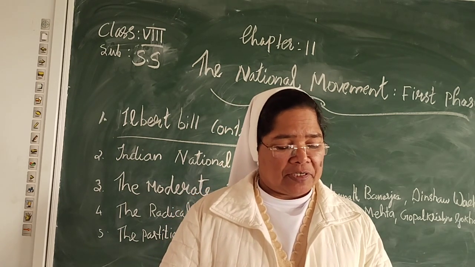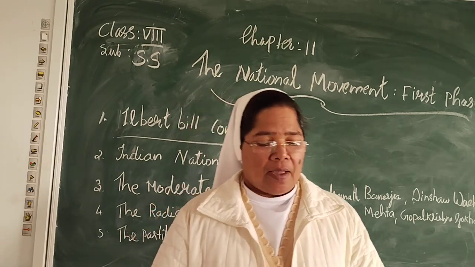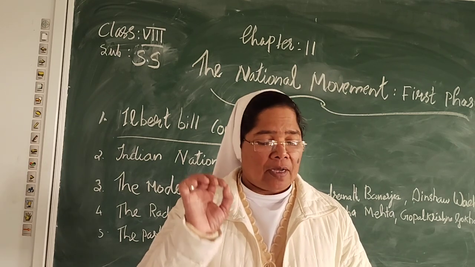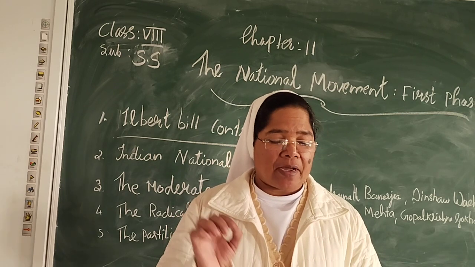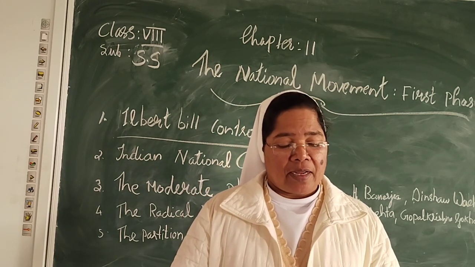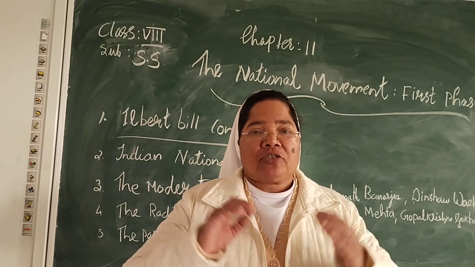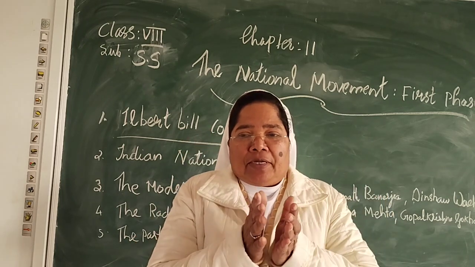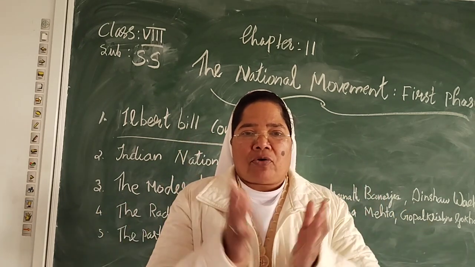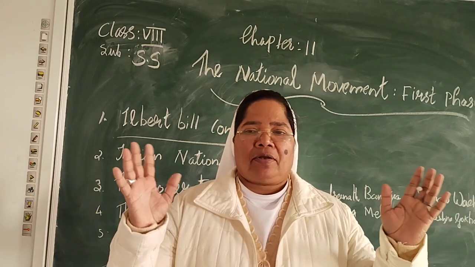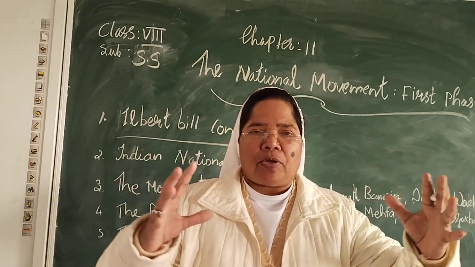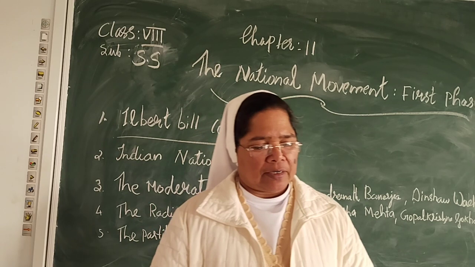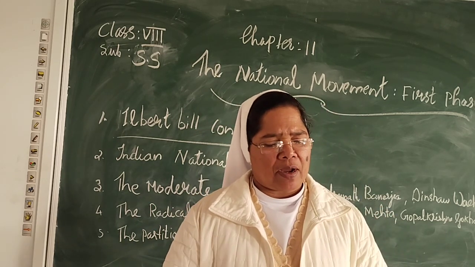It could be administratively efficient. However, the true reason behind the partition was different. The national movement in Bengal was very strong. So the British government thought that if they divided the people, they could divide the strength. When one group of people is divided, its strength will be lost. Like that they divided, because the national movement in Bengal was very strong.